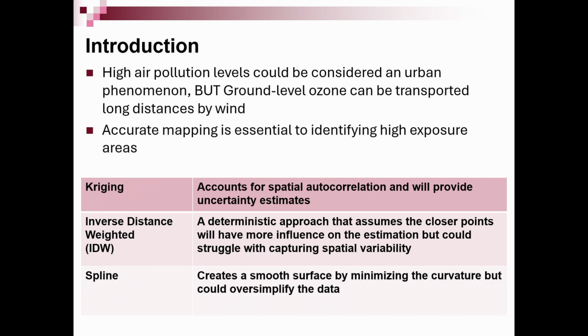I used kriging, which accounts for spatial autocorrelation and will provide uncertainty estimates. Inverse distance weighting, which is a deterministic approach that assumes the closer points will have more influence on the estimation, but could struggle with capturing spatial variability. And then spline, which does create that smooth surface by minimizing curvature throughout the data, but it could oversimplify the data.